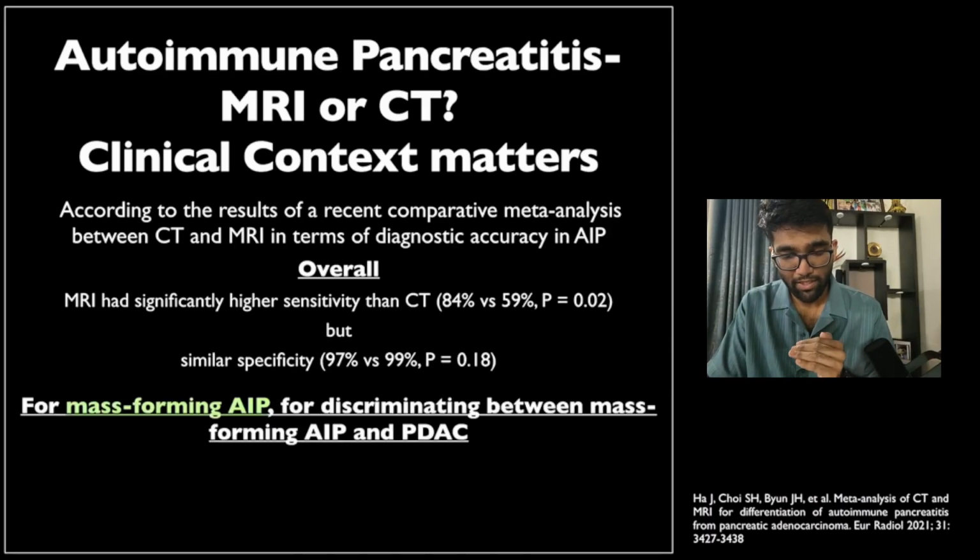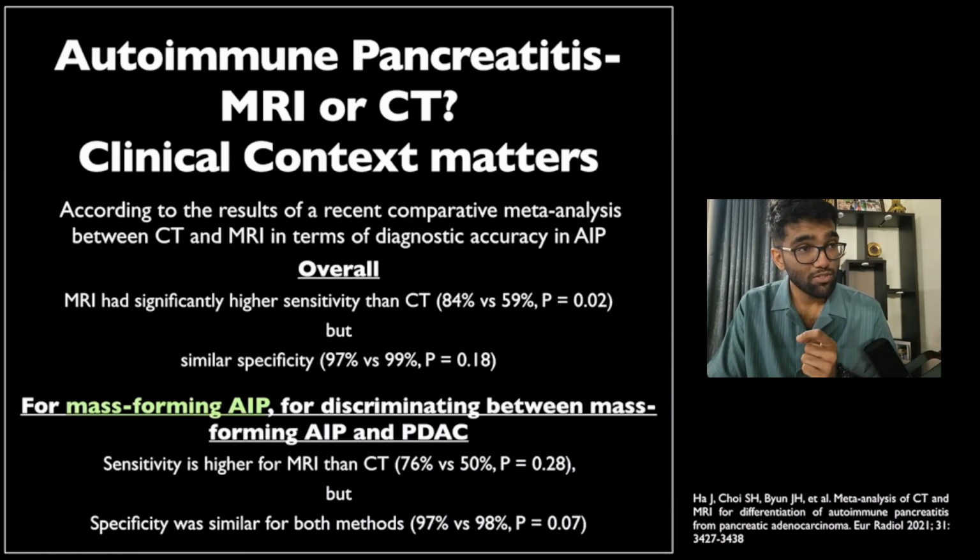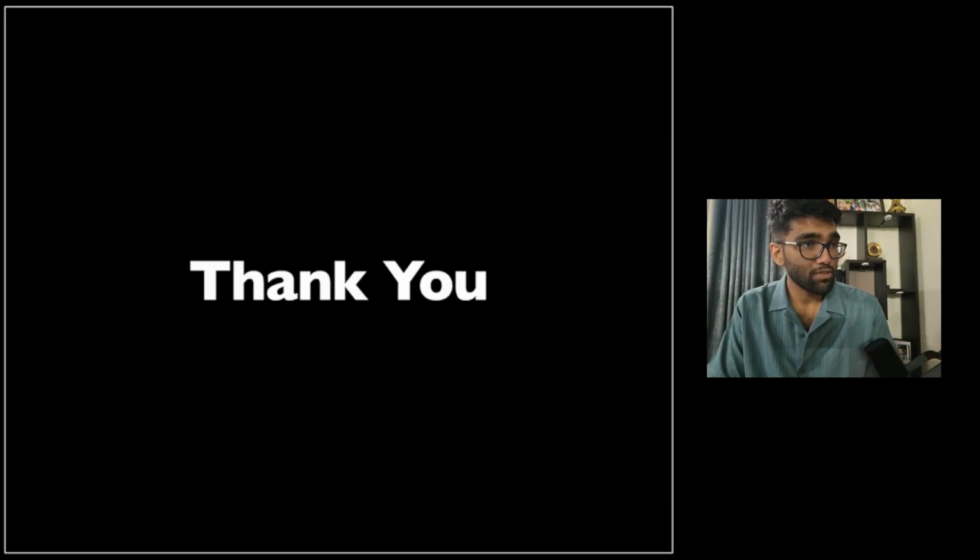Now, for mass forming autoimmune pancreatitis, discrimination between mass forming AIP and pancreatic adenocarcinoma, the sensitivity was again higher for MRI versus CT, but this time the difference was not as much. Okay, it was 76% versus 50%, as you would expect because there is a mass there. But specificity was similar for both methods. That was 97 versus 98%. So overall, MRI is always more sensitive, much more so when differentiating autoimmune pancreatitis from chronic pancreatitis, but the specificity usually remains the same. So that brings me to the end of this screencast.